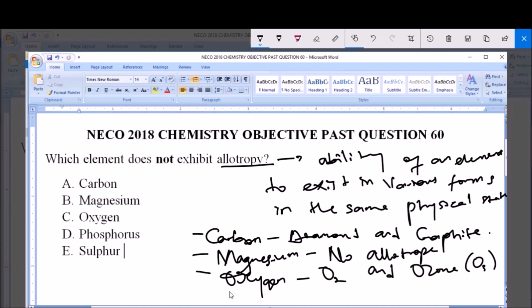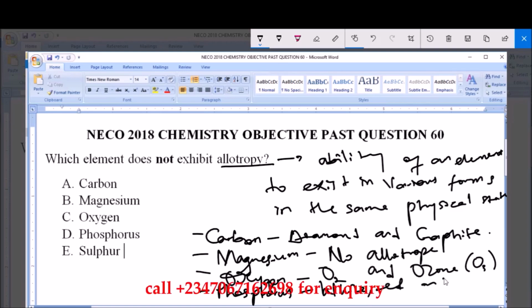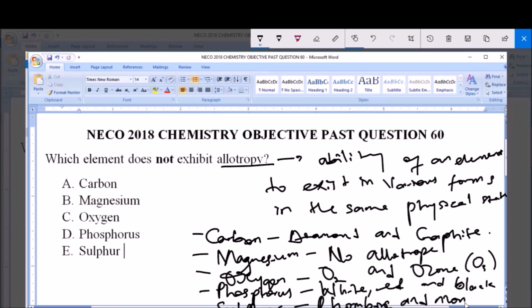Now option D says phosphorus. Phosphorus also exhibits allotropy, and these are the white, the red, and black phosphorus. Then lastly, sulfur. Sulfur too exhibits allotropy. These are the rhombic sulfur and the monoclinic sulfur. So all these are the allotropes of sulfur.